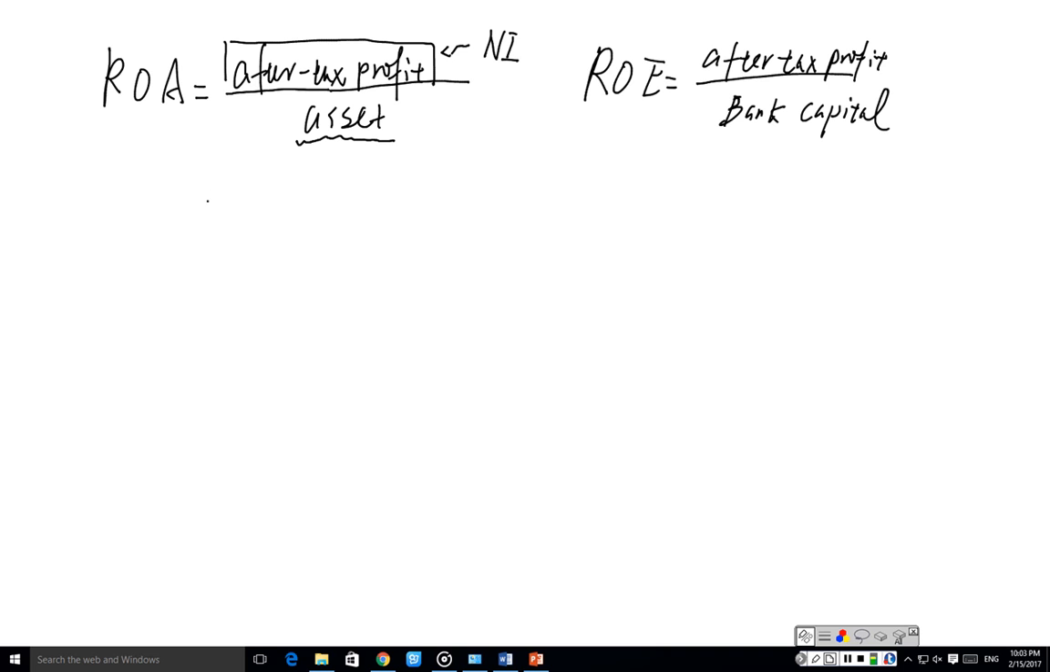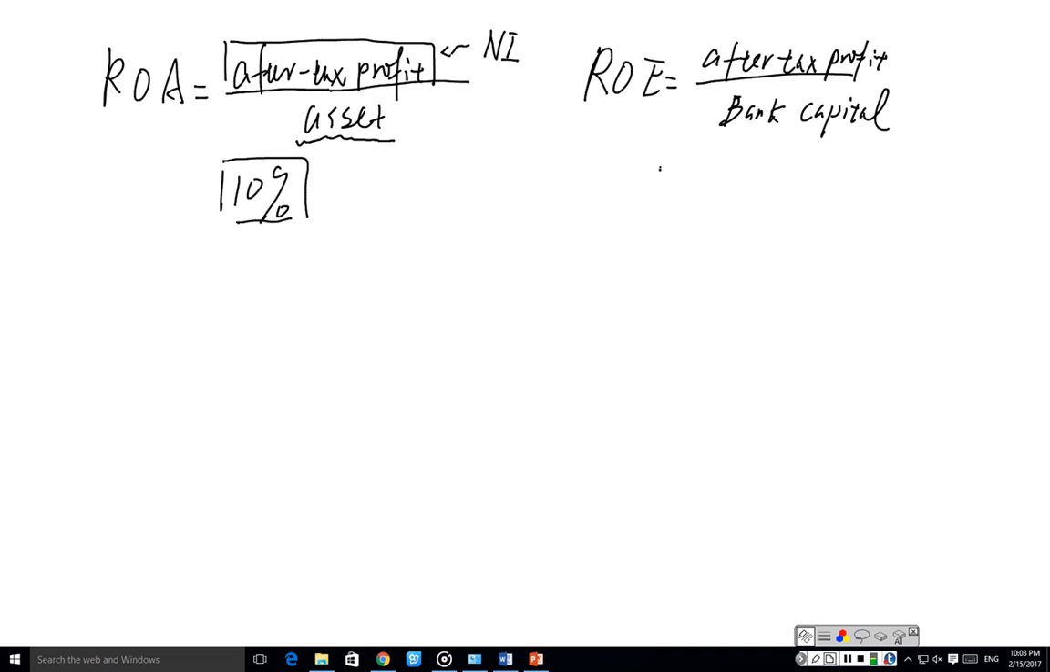For example, when you calculate ROA, suppose you get the number 10%. So what's the meaning of the 10% if you calculate ROA? It means for every $1 of the asset the company has, it will generate 10 cents of profit.